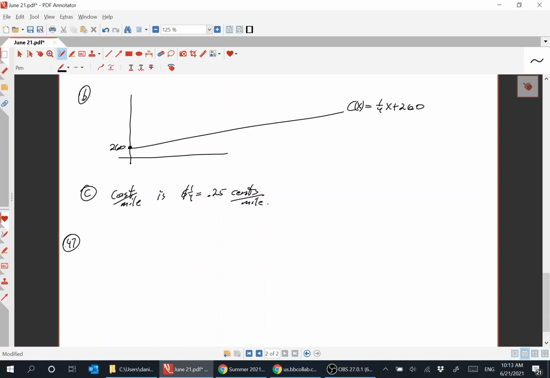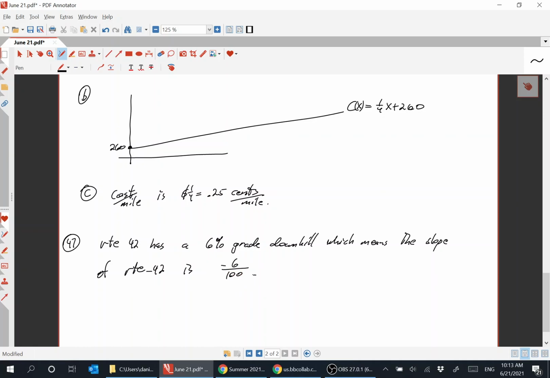So in 47, west of Albuquerque, New Mexico, Route 40 eastbound is straight and makes a steep descent towards the city. So it's going downhill. The highway has a 6% grade. So Route 40 has a 6% grade downhill, which means that the slope is minus 6 over 100. The slope of the road is minus 6 over 100.